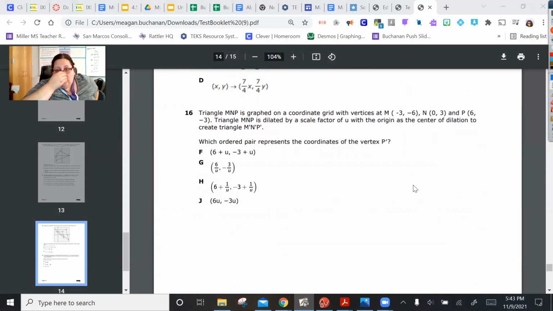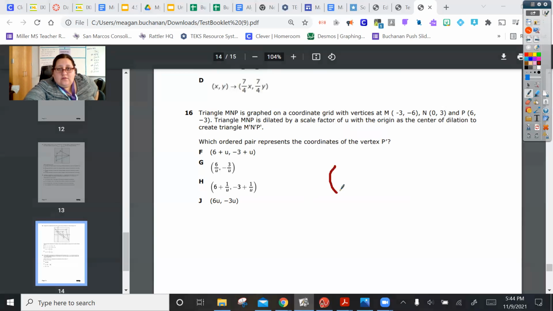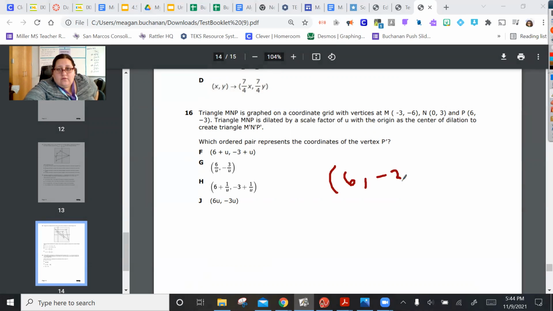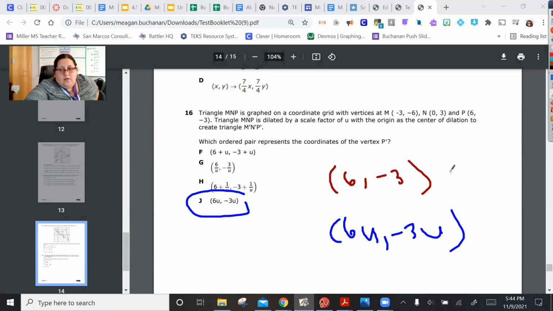Triangle MNP is graphed on the coordinate grid with vertices at M(-3, -6), N(0, 3), and P(6, -3). Triangle MNP is dilated with a scale factor of u with the origin as the center of dilation. Which ordered pair represents the coordinates of vertex P'? Okay, so we have (6, -3), and because we're dilating it by u, it's going to become (6u, -3u). So J. Dilation means multiplication. So no, no, no.